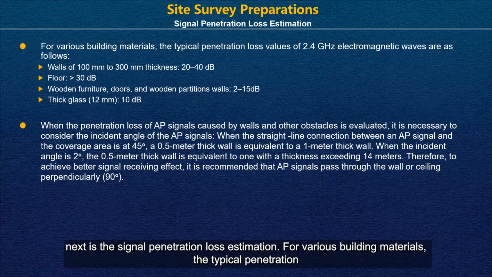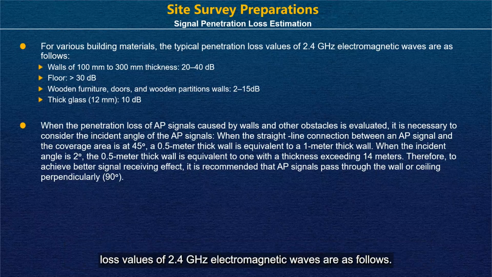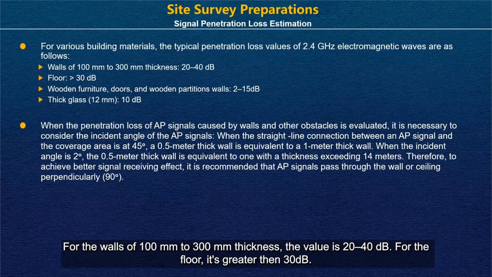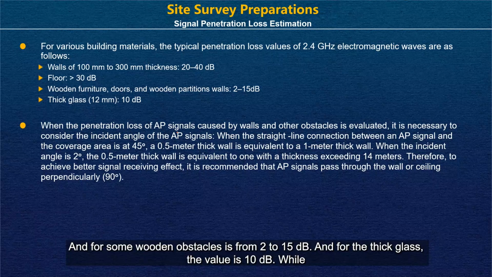And next is the signal penetration loss estimation. For various building materials, the typical penetration loss values of 2.4 GHz electromagnetic waves are as follows. For walls of 100 millimeters to 300 millimeters, the value is 20 to 40 dB. For the floor, it's greater than 30. For some wooden obstacles, it's from 2 to 15 dB. And for thick glass, the value is 10 dB.